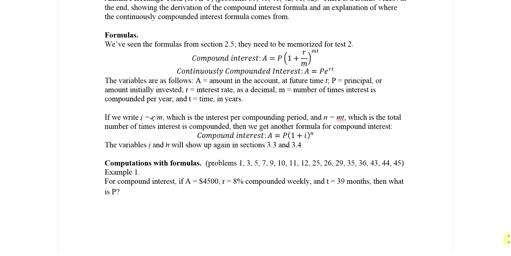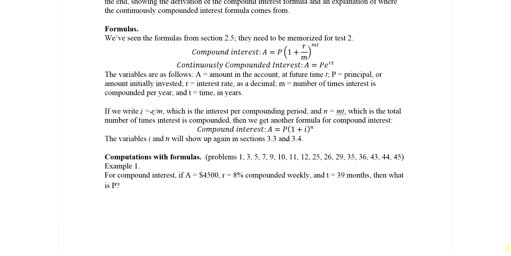All the problems in this section pretty much follow the same format. You have to figure out which of the 2 formulas you want to use. If it says continuously compounded, you use this one. If it doesn't, you use this one. And they'll give you all but one of the variables, and then you try and solve for that missing variable. So, for example, example 1, compound interest. A is 4,500, R is 8%, compounded weekly, T equals 39 months.